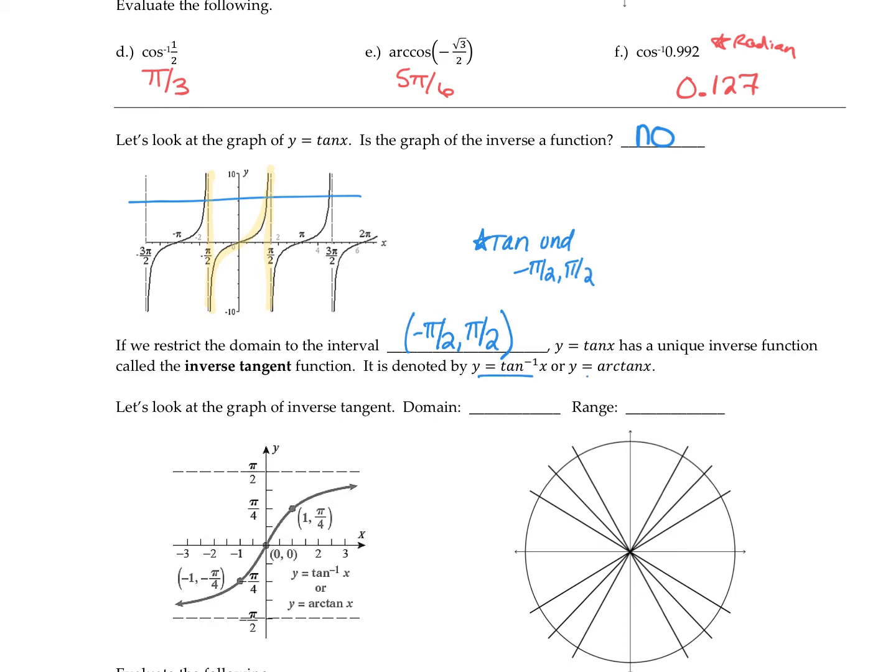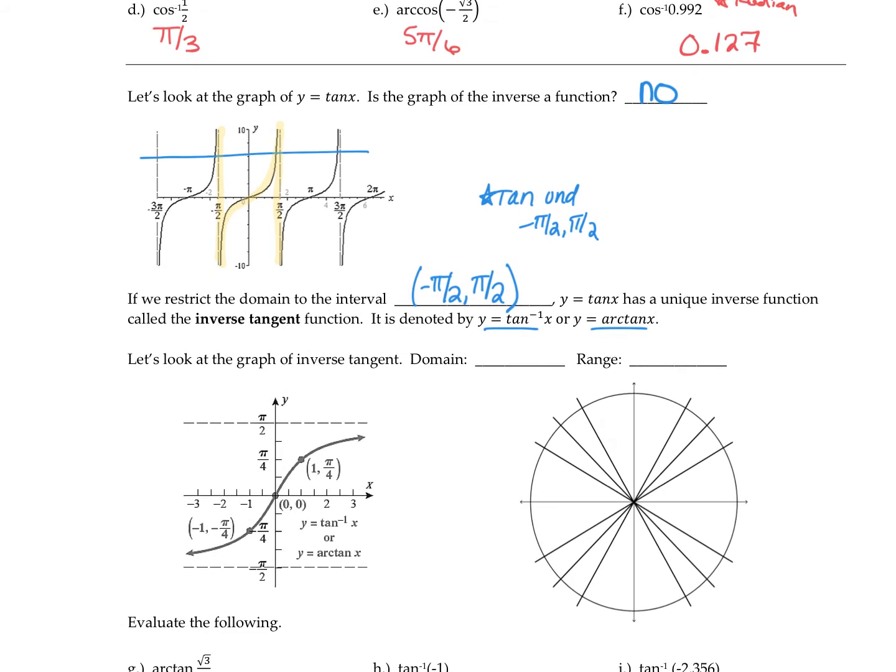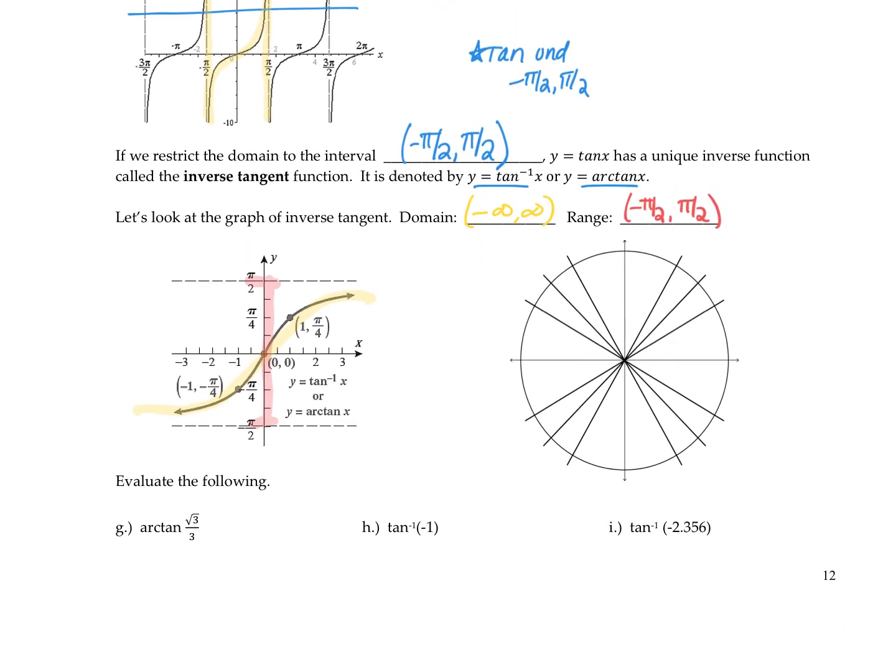So again, tangent inverse or arctangent means the same thing. So if we look at this graph, I can see that my domain is going to be negative infinity to infinity, and my range is going to be negative pi over 2 to pi over 2. So it's going to look really similar to the sine half circles. We're going to go from negative pi over 2 to pi over 2. So we have quadrant 1, and then the same values in quadrant 4, just negative.